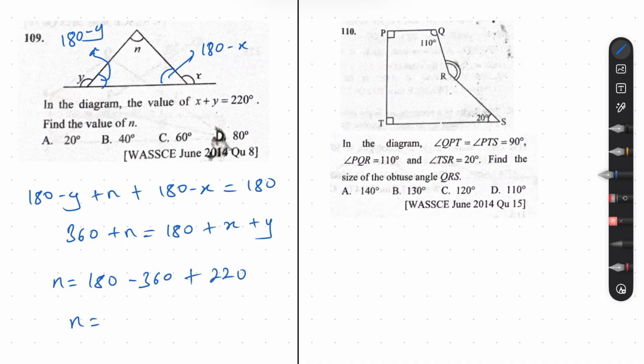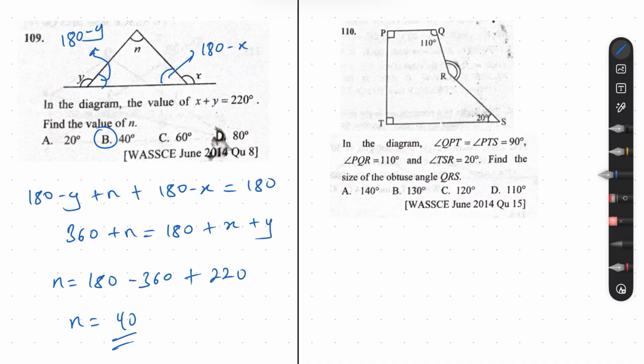Okay, so finally, what would our n give us? Our n will give us 40, because negative 360 plus 220 will give us negative 140. Okay, so 180 minus 140 will give us what? 40. Cool, 40. So that is our answer, which is B. Cool. Let's move on to question 110.